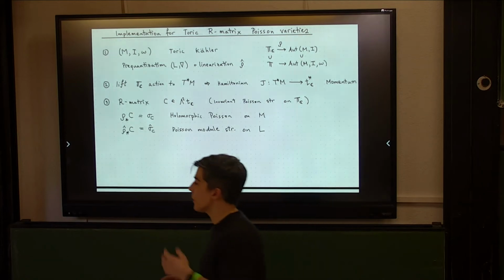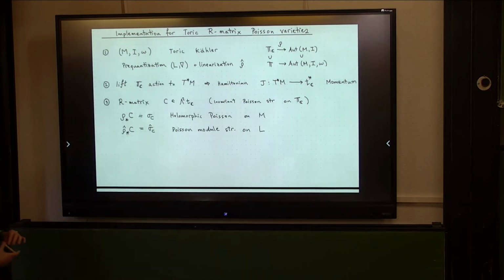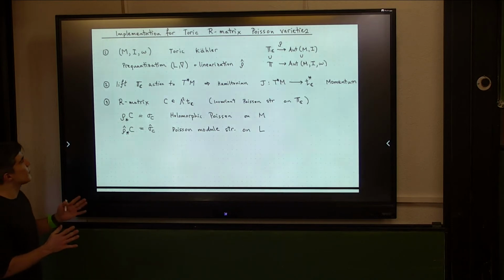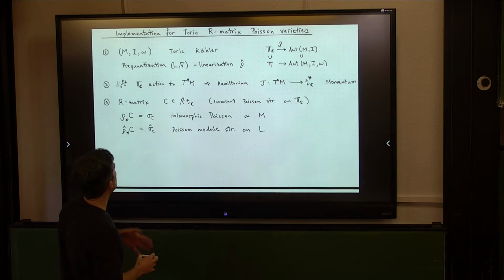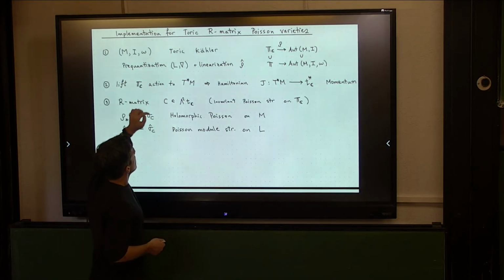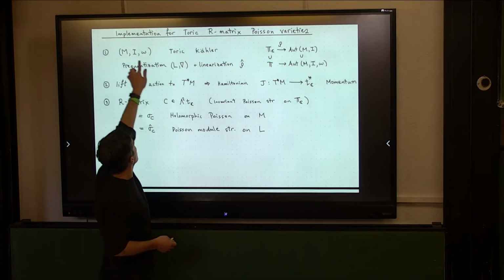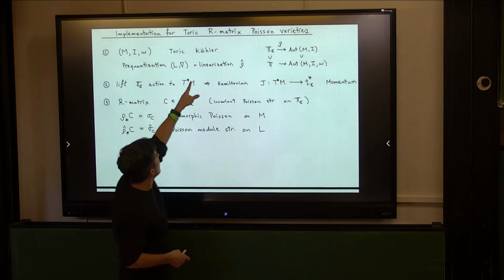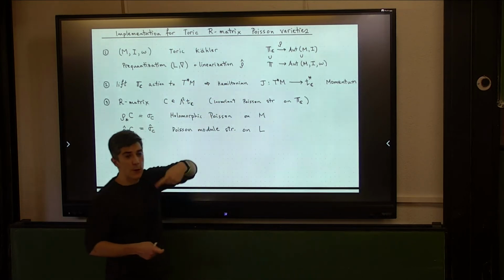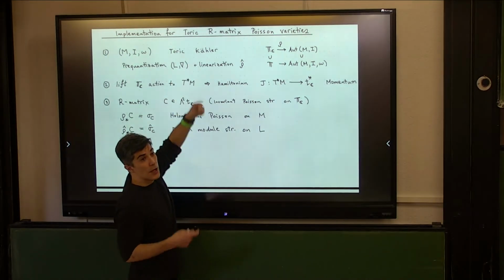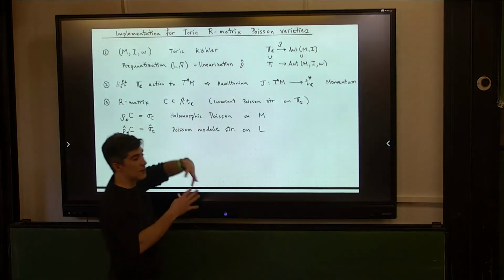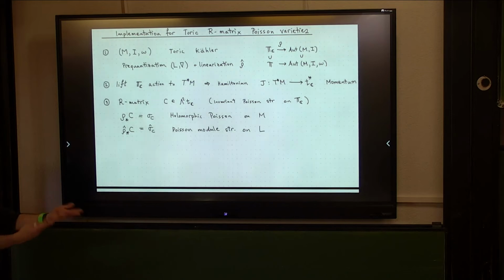Okay, and I just wanted, in the last 5 minutes, to describe how we actually implemented this in a particular case. So what we did was we said, okay, take any toric variety, prequantize it, and linearize it. We want the action of the torus to be defined on the line bundle, not just on the base. So we linearize the torus action so that it's acting on the prequantization. That's fairly easy. That's the same thing as choosing a moment map.